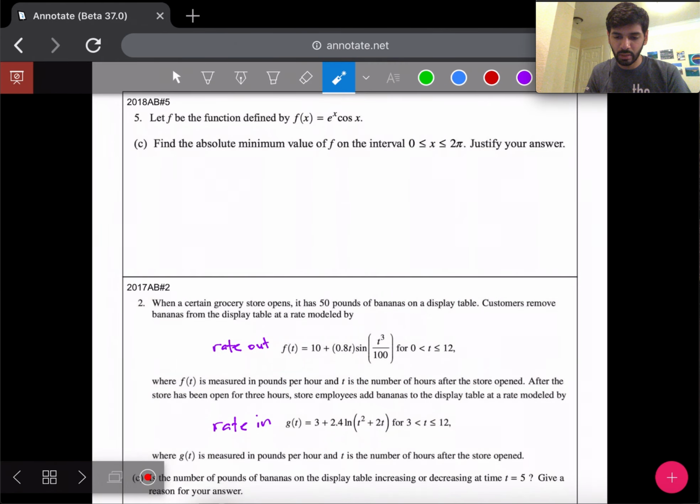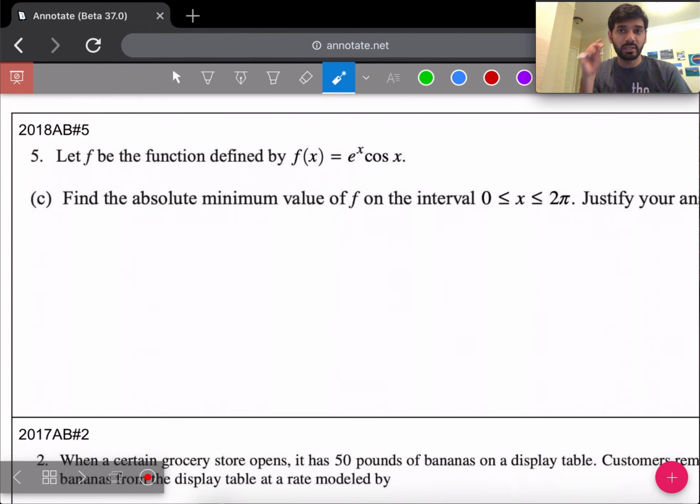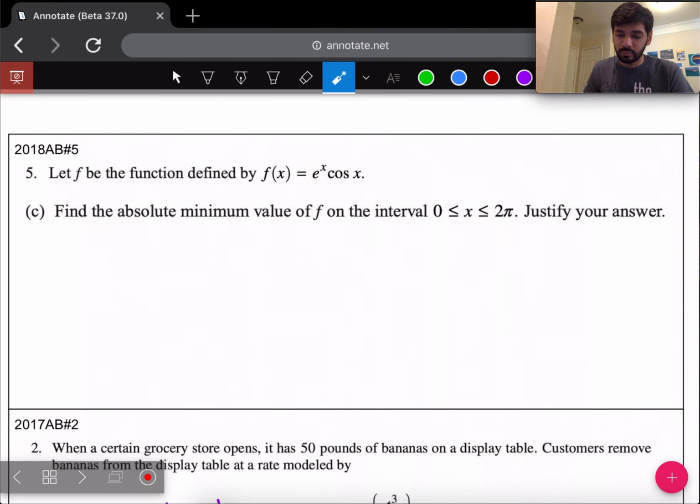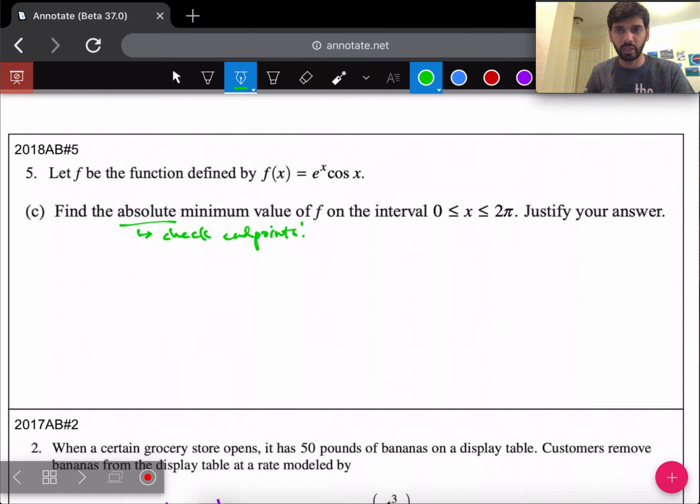Next question. Okay, this is 2018 number 5. It says, let f be the function defined by e to the x times cosine of x. We need to find an absolute minimum value here. So whenever you see this word absolute, you want to check your endpoints. Okay, that's one thing that is essential when you're looking at the absolute minimum or maximum.